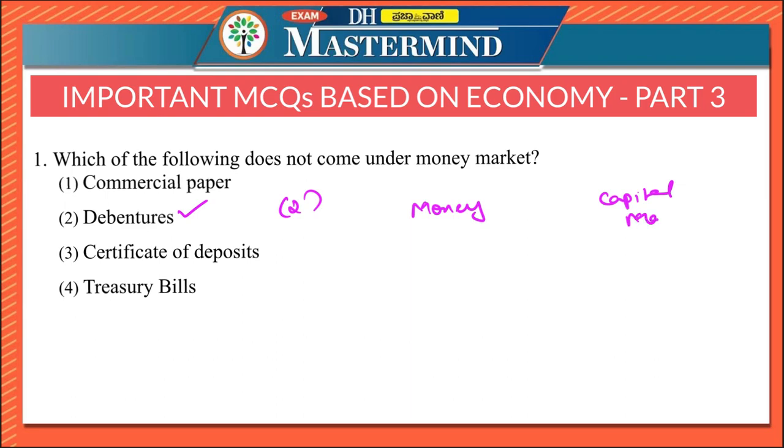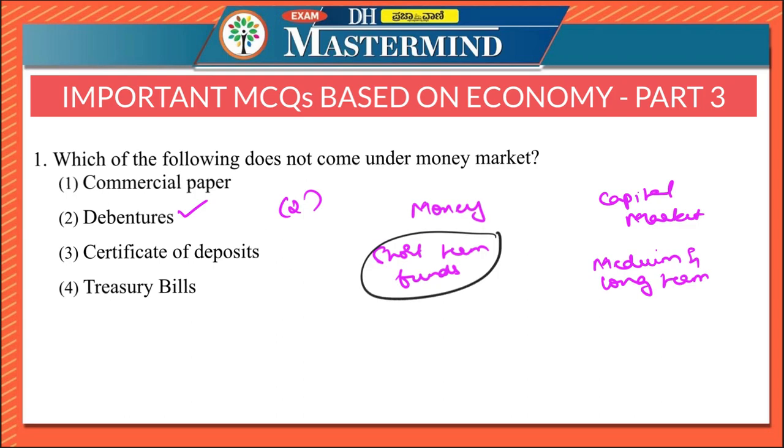Money markets are markets for short-term funds. Please remember, short-term funds, whereas capital market is an institutional arrangement for borrowing medium and long-term funds. Money market is for short-term funds, while capital market is for medium and long-term funds. Money market deals in financial assets whose period of maturity is up to 1 year. Very important. Please remember this.